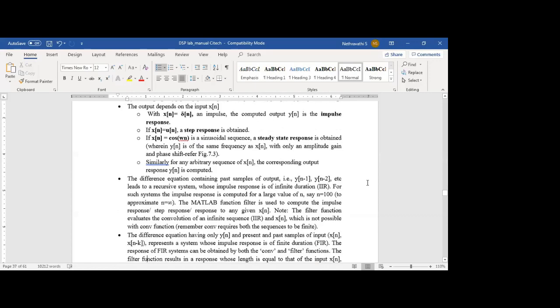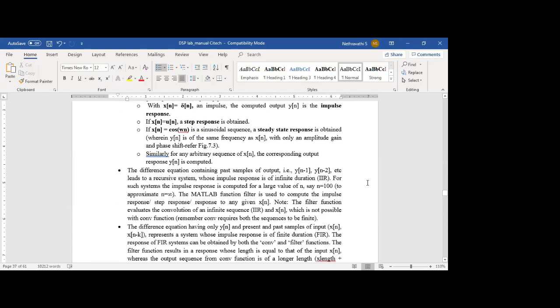Before getting into the program, we will see what we mean by an IIR and an FIR with respect to these responses. A difference equation containing past samples of the output, that is y of n minus 1, y of n minus 2, etc., leads to a recursive system.